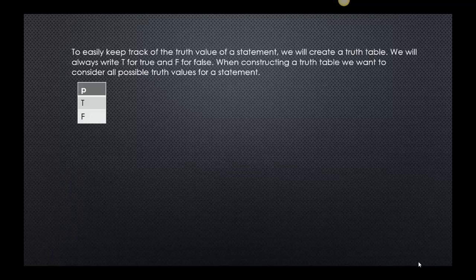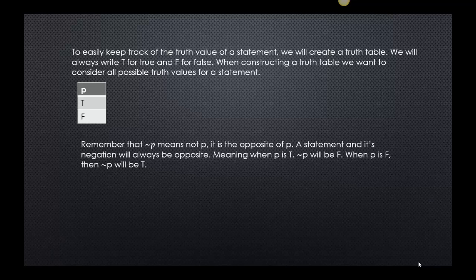So to keep track of things, we have a truth table. And what a truth table is, it just keeps track of all of our choices. So for any statement we have, it could be true or false. We also have negations of statements. So remember we have this not P, and it just means it's the opposite of P. So whenever we have P is true, then not P is going to be false. If P is false, then not P is going to be true. So we have these choices here.